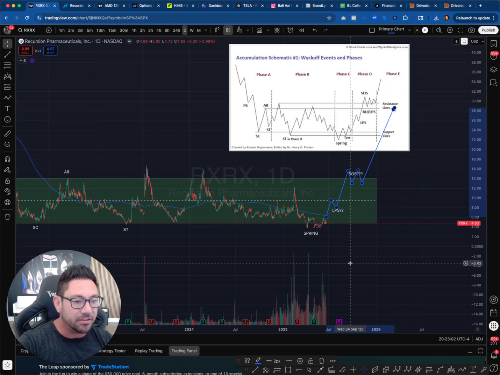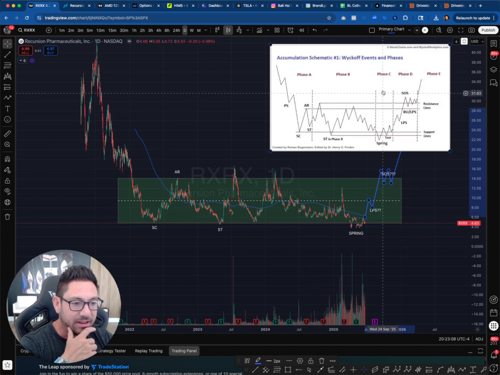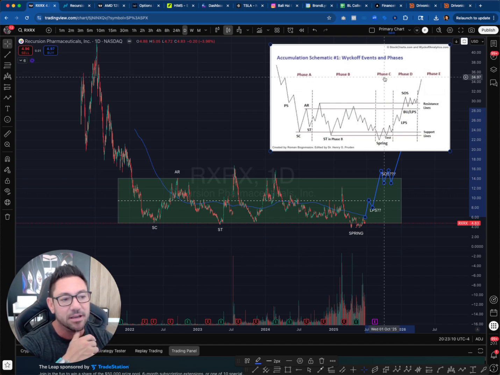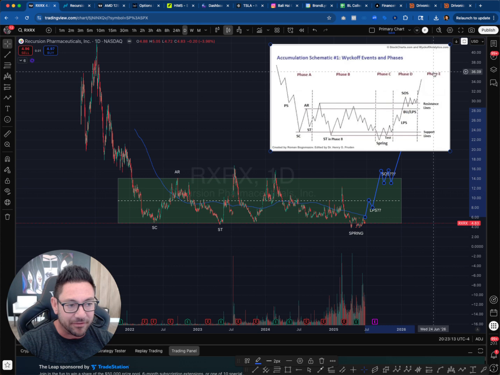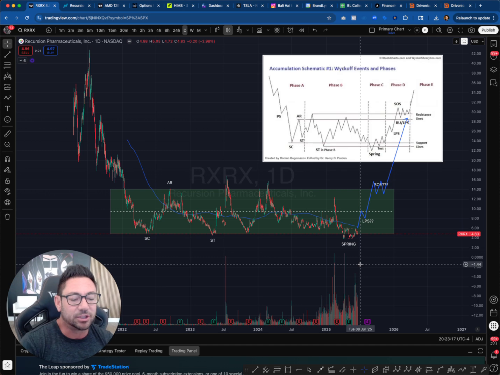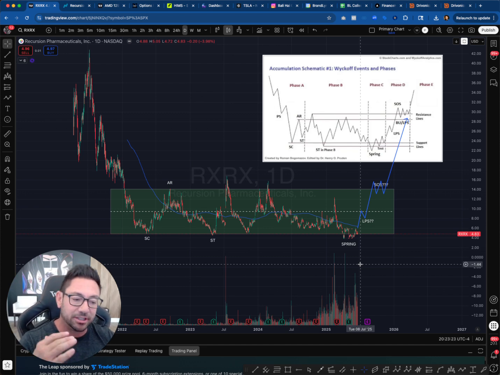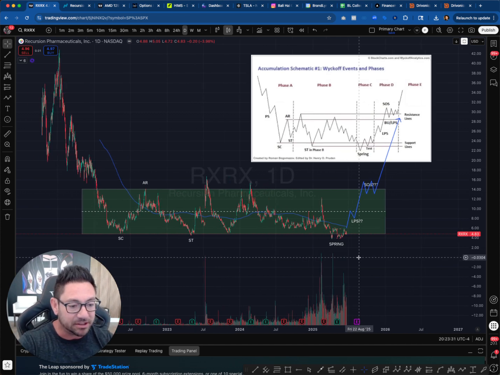So this is super interesting. Obviously, we're in the final stages of it. We're in phase C. You still have phase D, and then you have your breakout in phase E. But I wanted to show this one because I thought it was a good training example of Wyckoff and his methodology. So this is the accumulation down at the low end of a range. There's also the distribution, which is very similar and happens at the high end of the range. But let's put this on our radar.